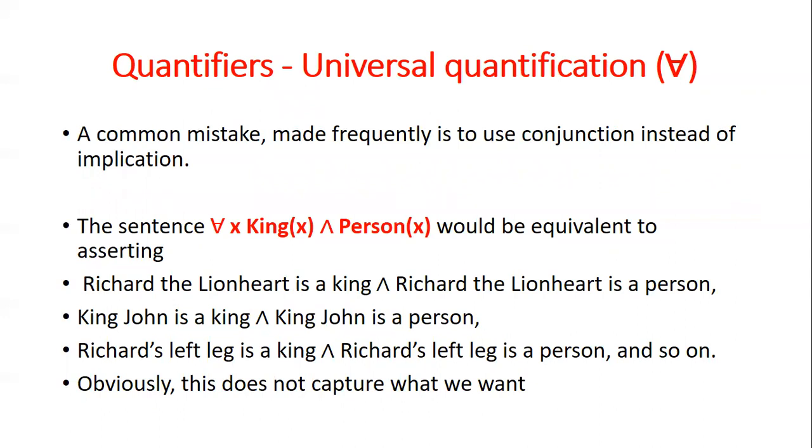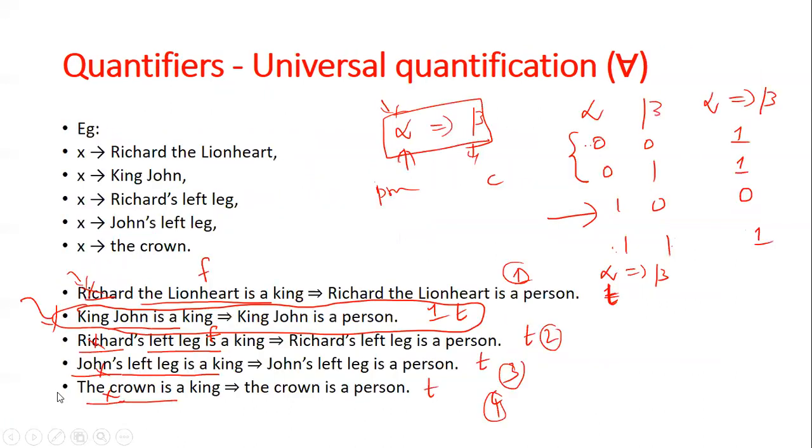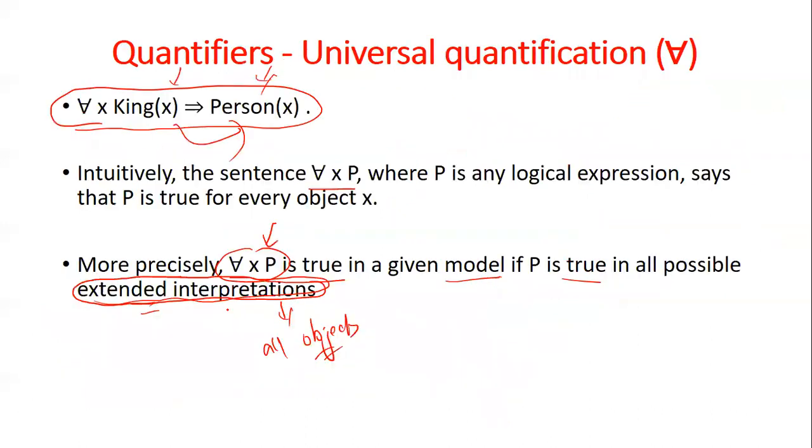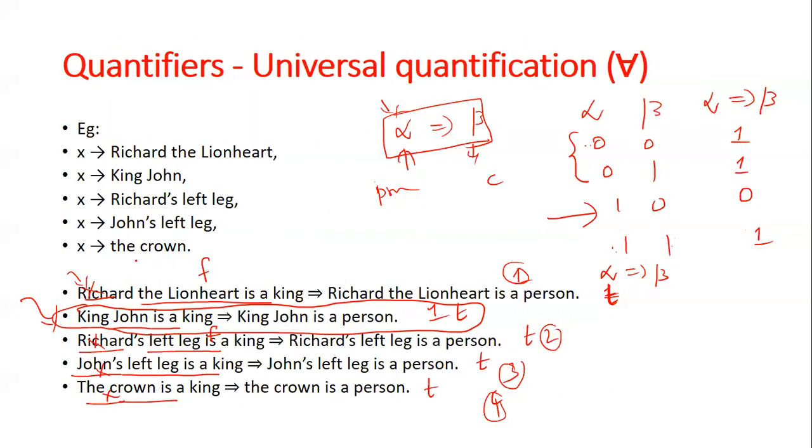So the universal quantifier is very much connected with implication. It is not connected with conjunction. But mostly people make a mistake and use conjunction with universal quantification, which is not correct. So here is an example. You should not use conjunction with the universal quantifier. With implication only we have proved this. Universal quantification says that it should be true for all the cases, and that is what we have proved here. It is true for all the cases, but certain properties are not applicable to certain cases, right?